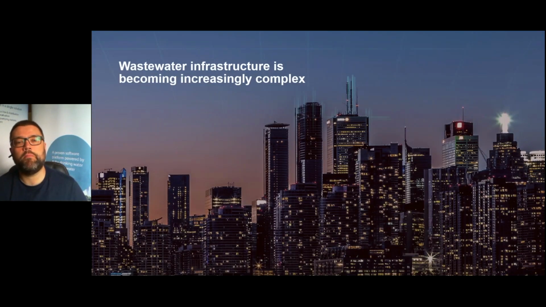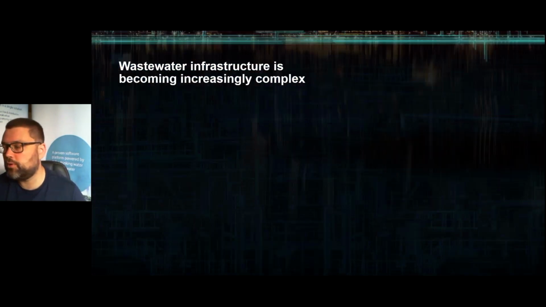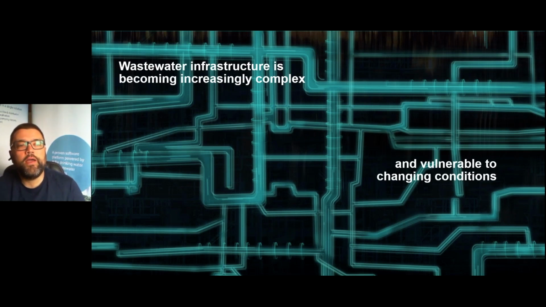So let's start by looking a little bit at the problem. So why do we think artificial intelligence is going to become more useful for wastewater networks than it has done in the past? So like it says on the screen, wastewater infrastructure is getting more and more complicated. We're seeing rapid urbanization across the world. We're seeing new housing developments. We're seeing repurposing of existing brownfield developments. We're seeing factories becoming apartments. We're seeing redevelopment. And the whole process is becoming more and more complex.